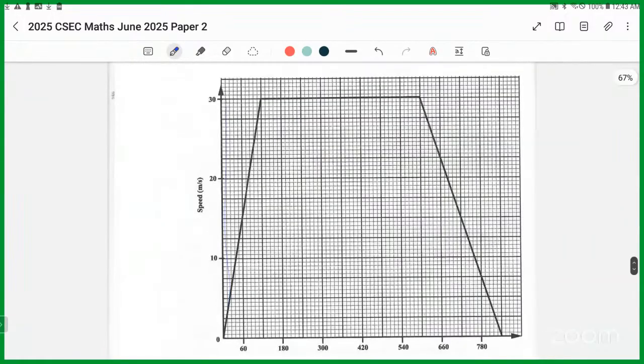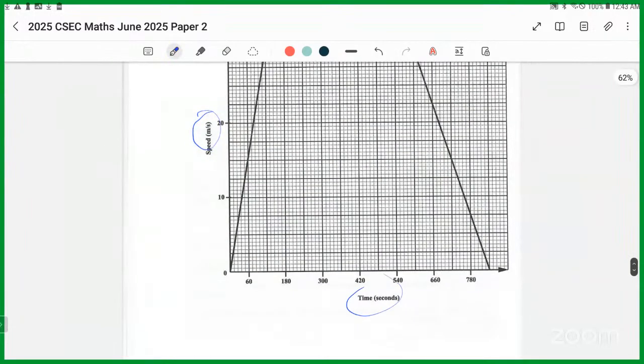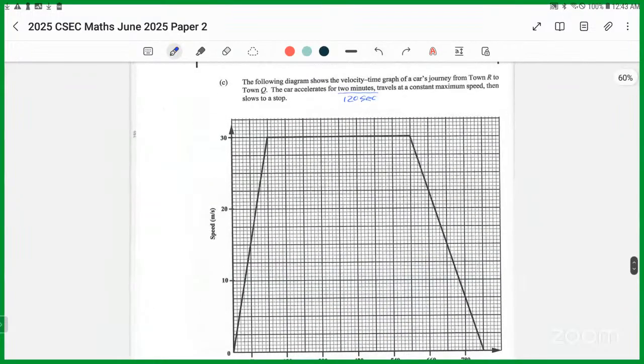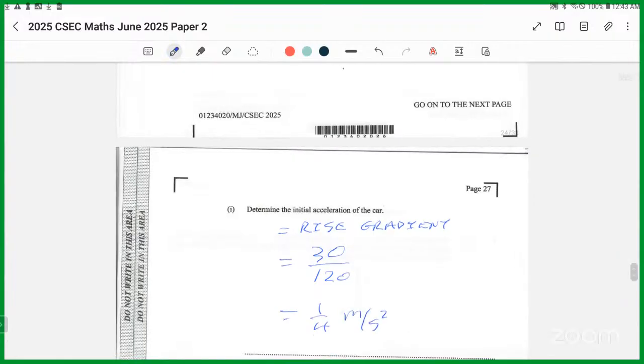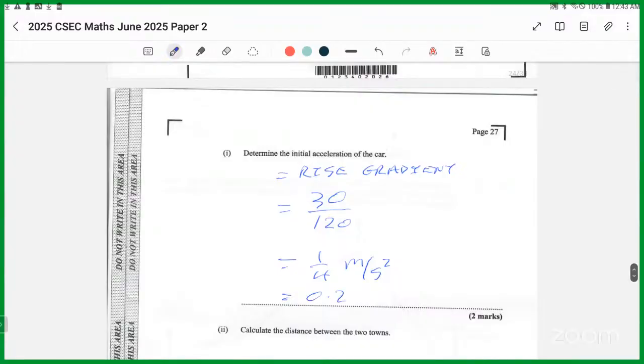Now the rise is 30, and the run is 120 seconds. We work in seconds. You cannot put the minutes. For meters per second, the time must be in seconds. So it's 30 over 120, which is 30 meters per second over 120 seconds. That is 1/4, 1/4 meters per second squared. 1/4 is 0.25 meters per second squared. That's the acceleration there.